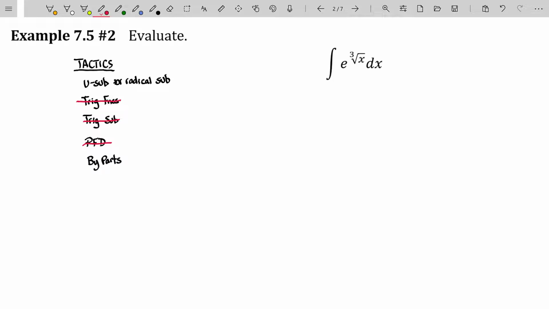Now I'm down to just 2 basic methods, u subs or integration by parts. This is very interesting in that this is the one my students are starting to convince me to just tackle with by parts. Normally, I would tell my students, do a u sub here, then do by parts. But my students, on the other hand, are very much like, no, I'm just going to jump into by parts. So let's go ahead and see how both methods work.